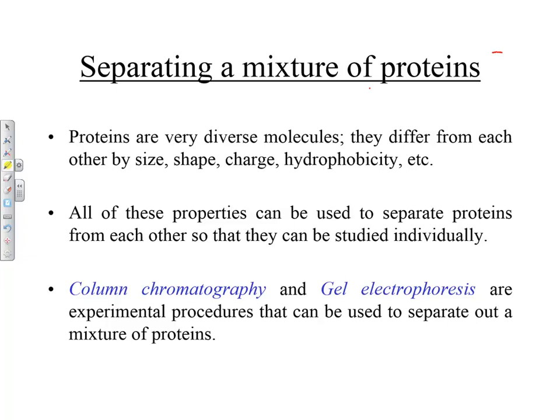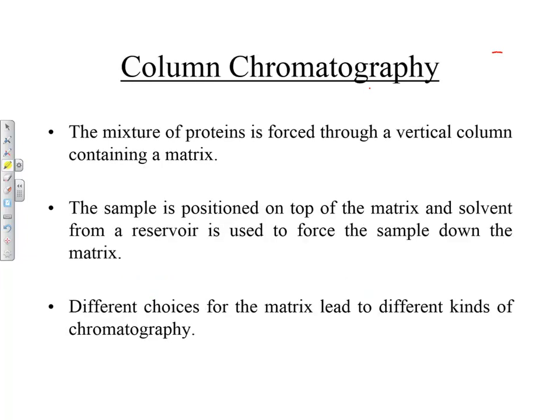So we now continue with separating a mixture of proteins. See, proteins are very diverse molecules. They differ from each other by size, shape, charge, hydrophobicity, etc. And you can use all of these properties to separate proteins from each other so that they can be studied individually. And the two techniques that are commonly used, one of them is called column chromatography, and the other one is called gel electrophoresis. These are experimental procedures that can be used to separate out a mixture of proteins. And let's look at them one by one.